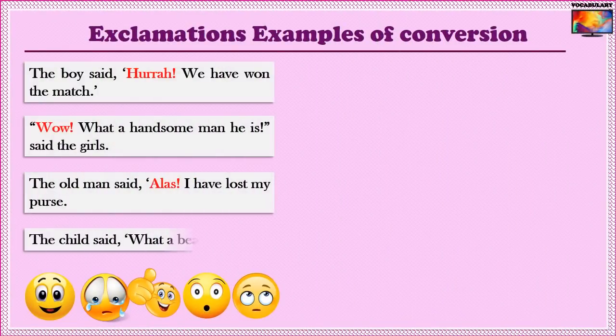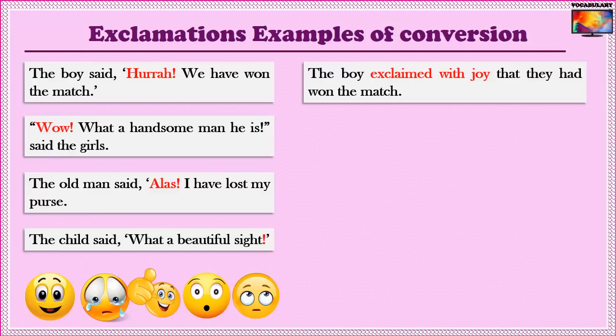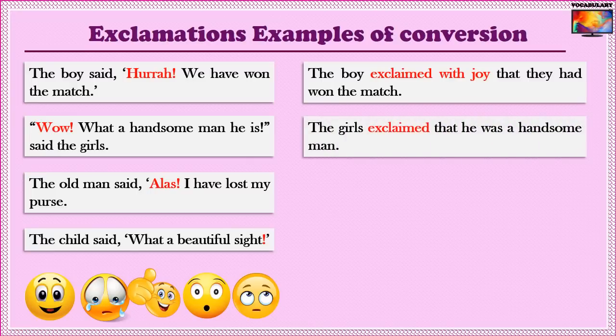Let's have some examples for the conversion of exclamatory sentences. The boy said, "Hurrah, we have won the match." The boy exclaimed with joy that they had won the match. "Wow, what a handsome man he is," said the girls. The girls exclaimed that he was a handsome man. Please note that apart from the interjection wow, we also removed the word what.